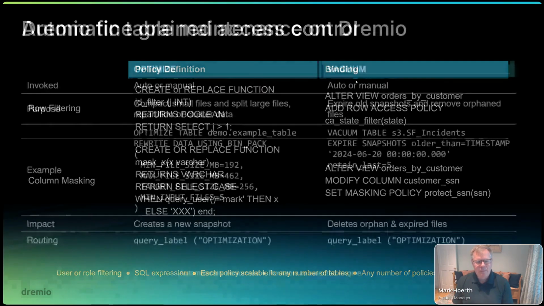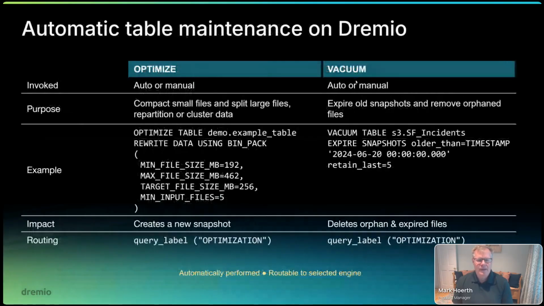We'll talk a bit in this presentation about automatic table maintenance, because one of the things that can dramatically improve query performance is a well-optimized or vacuumed table. And we have here the two primary ways that table maintenance occurs, either through optimize or through vacuum.